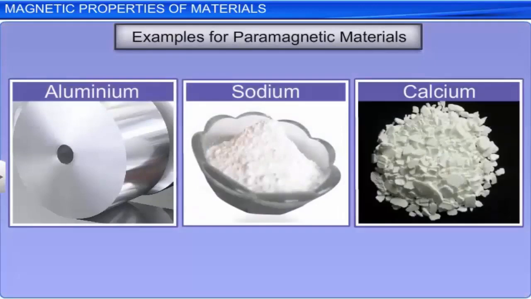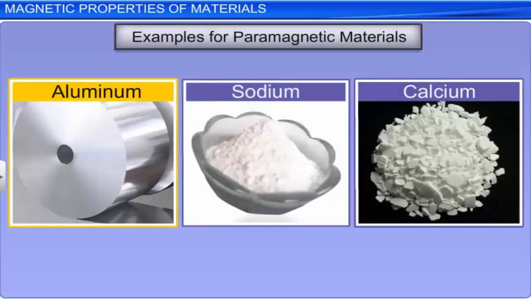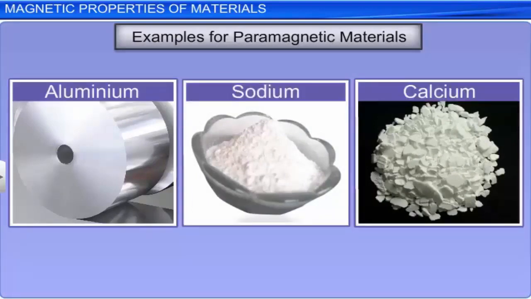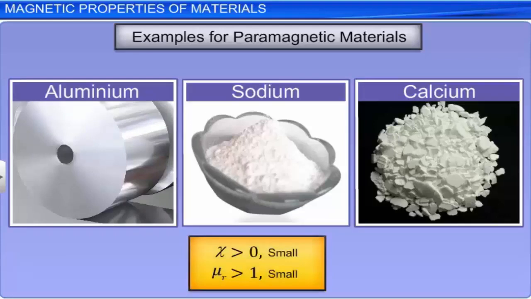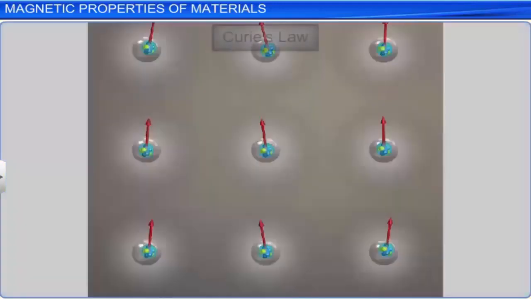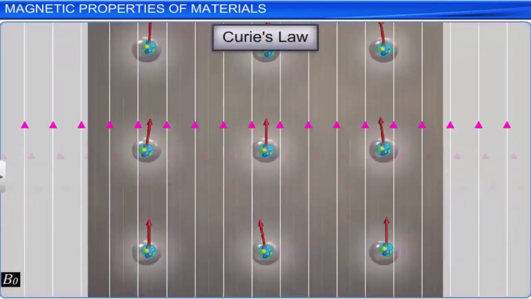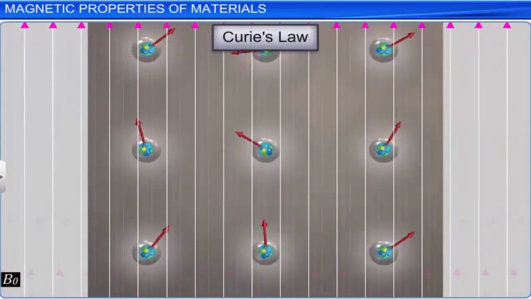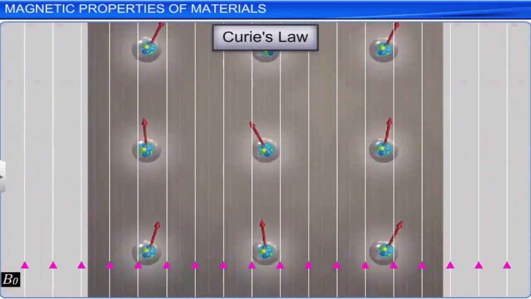Some examples of paramagnetic materials are aluminium, sodium, calcium, etc. Magnetic susceptibility of paramagnetic materials is small and positive. Relative magnetic permeability of these materials is slightly greater than 1. A paramagnetic material placed in an external magnetic field gets weakly magnetized. The magnetization of the paramagnetic material is inversely proportional to its absolute temperature.